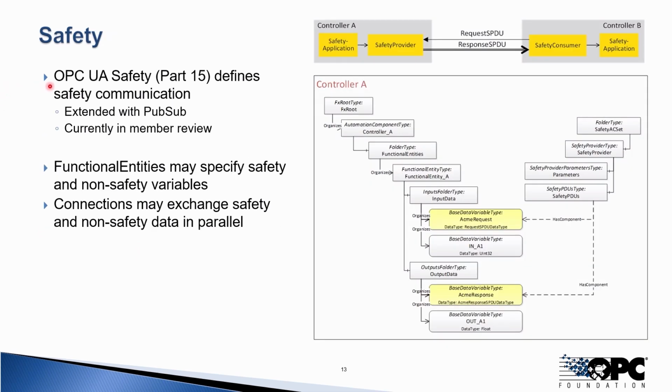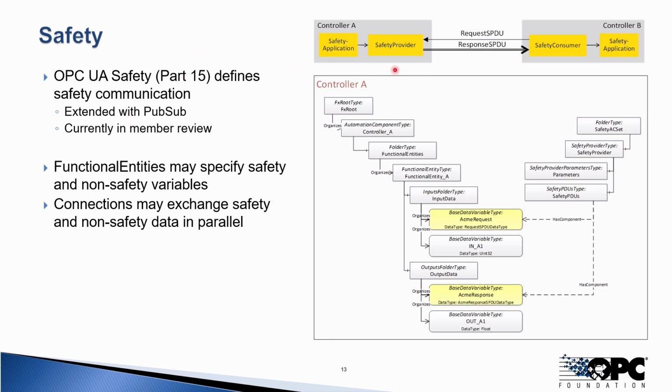As you may already know, OPC UA Safety Part 15 defines safety communication. The Safety Working Group is currently in the process of extending it, up to now based on client-server communication, with a mapping to PubSub based on Part 14 of the base specification. This extension, or actually the complete OPC UA safety communication standard, is currently in member review.